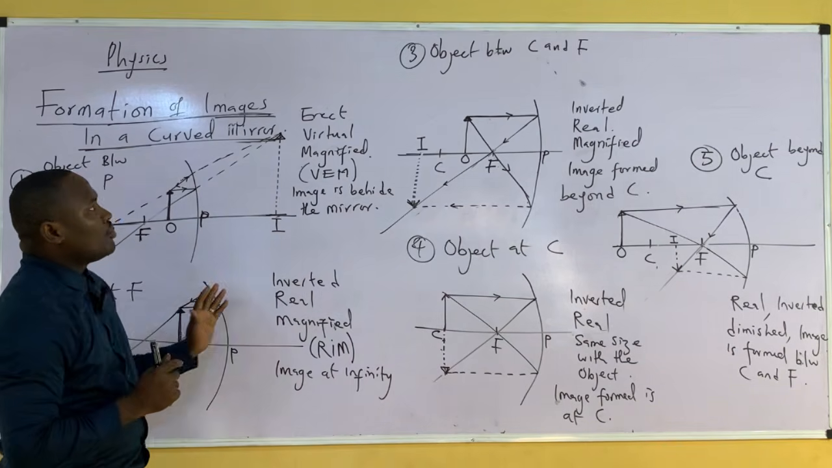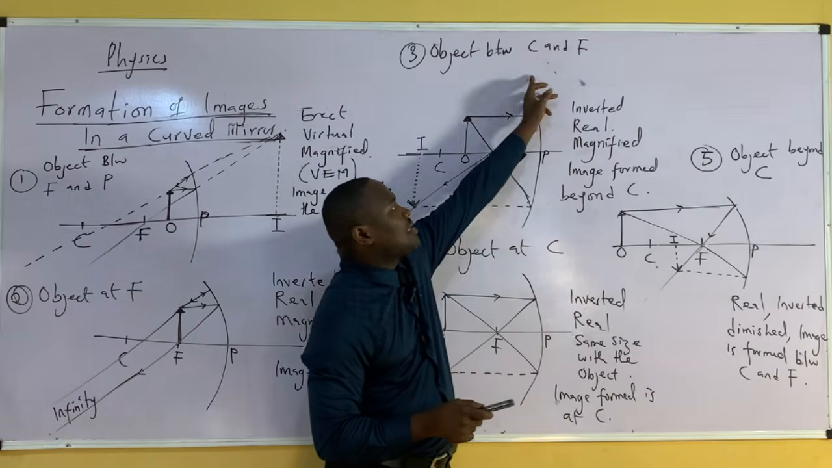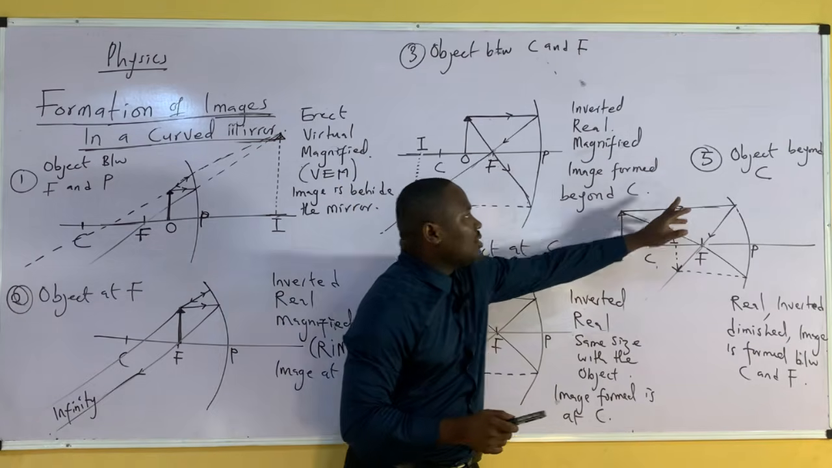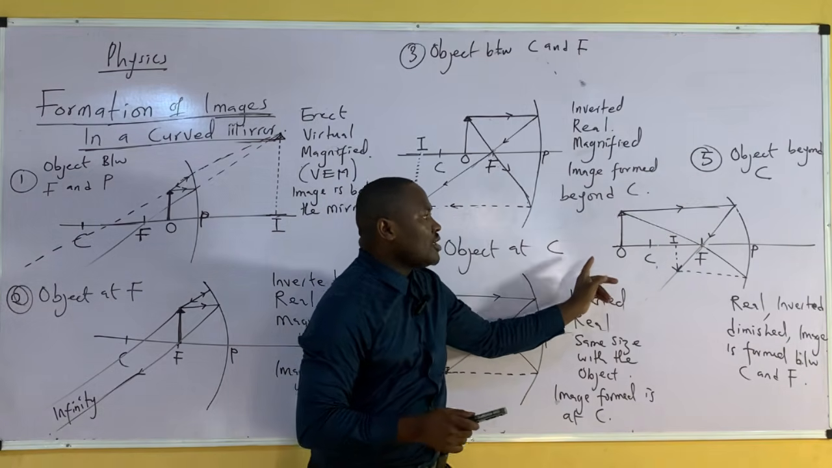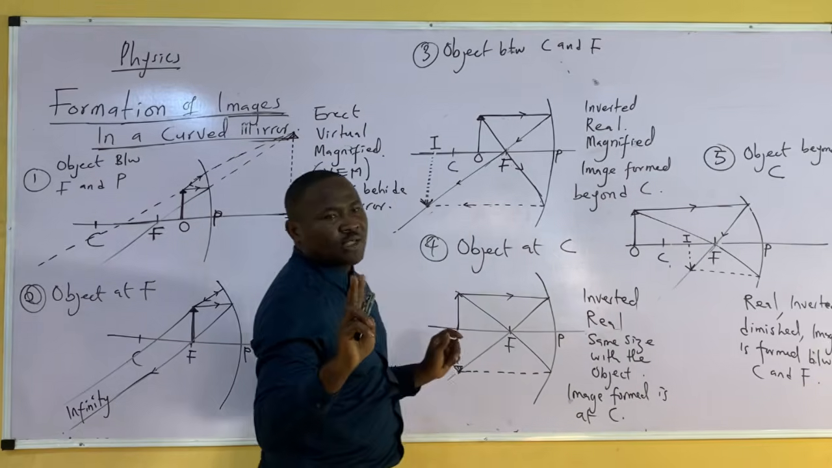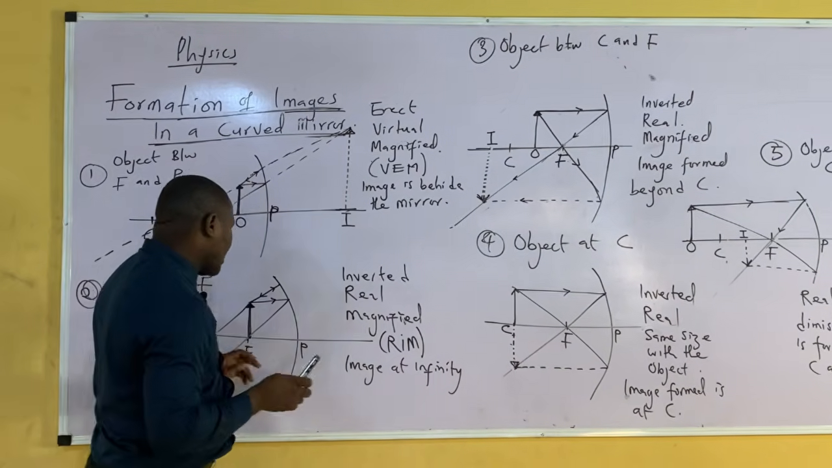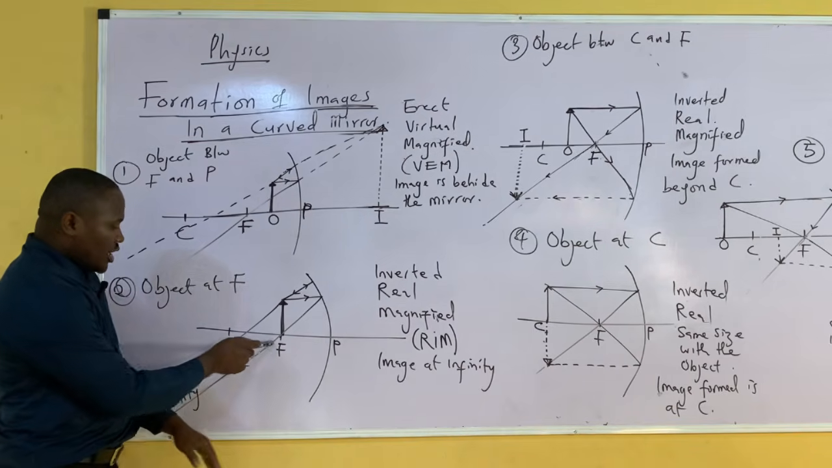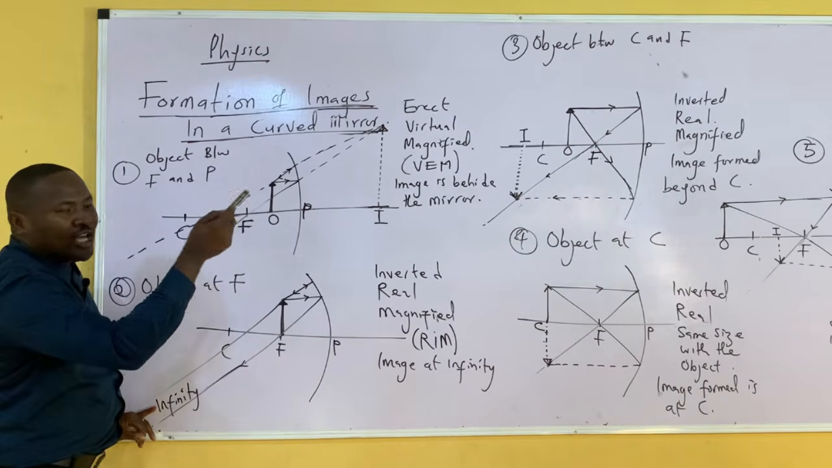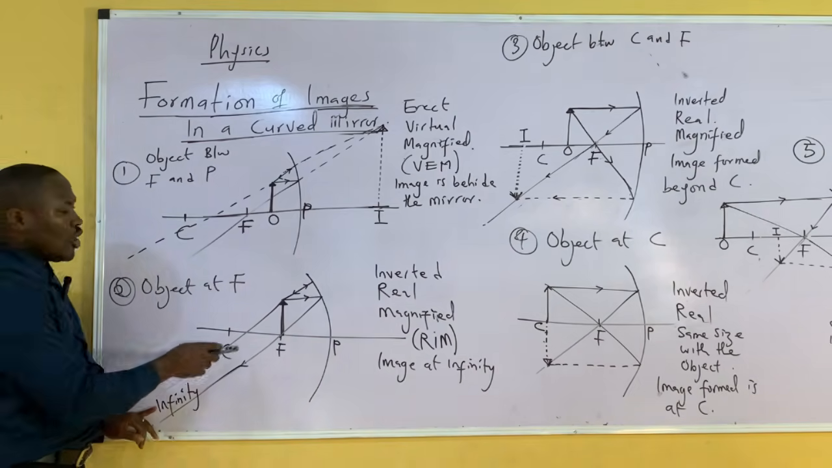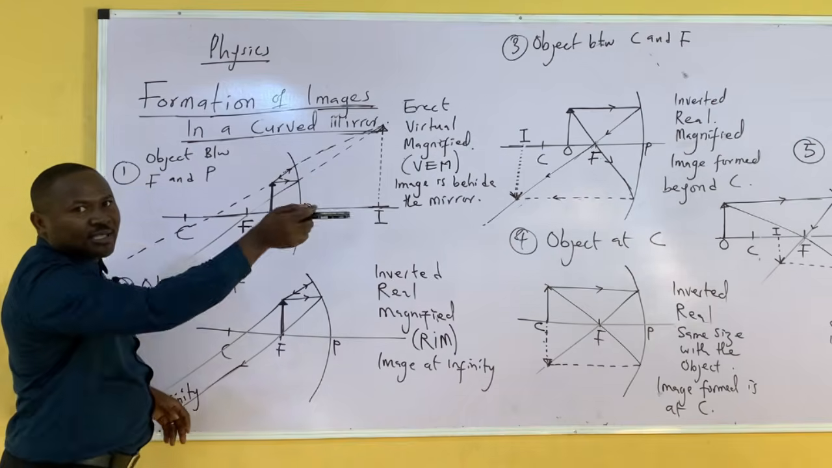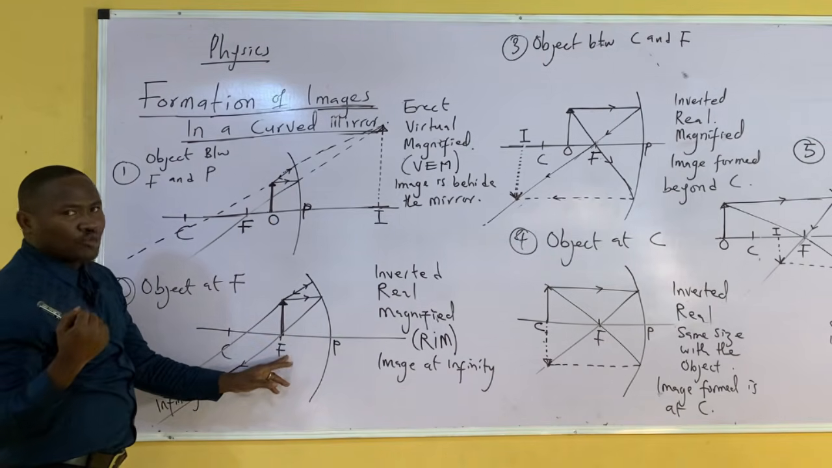Mind you, look at number 3. Object between C and F, image is formed beyond C. But object beyond C, image is formed between C and F. You see the interchange? There are two cases that interchange. The first case is object at F, image at infinity. There's another case, object at infinity, image will be at F.